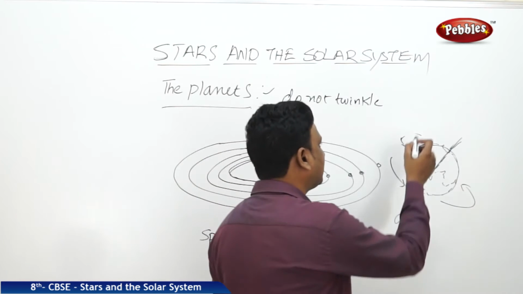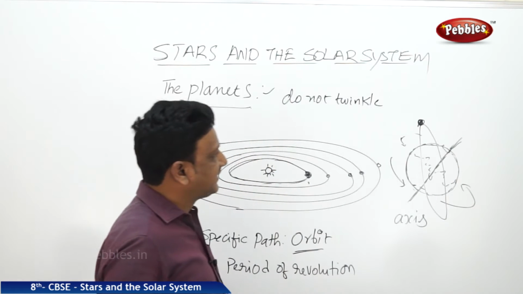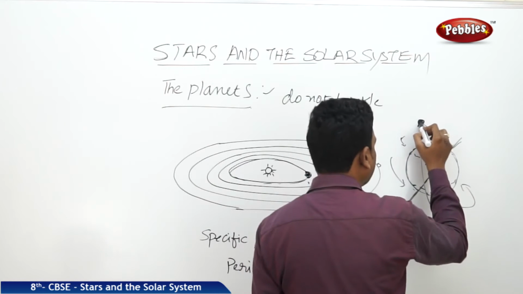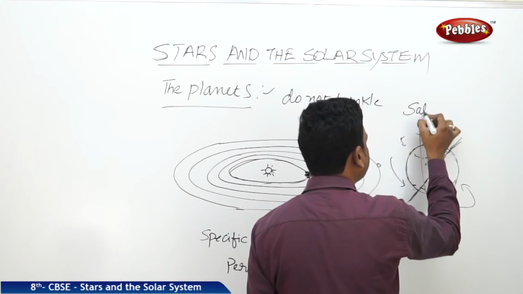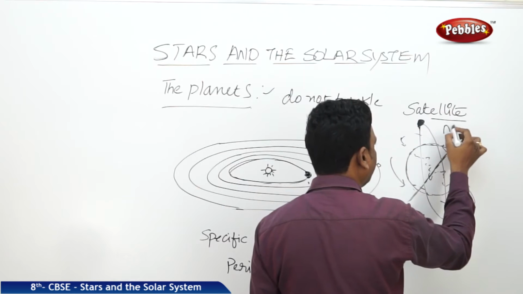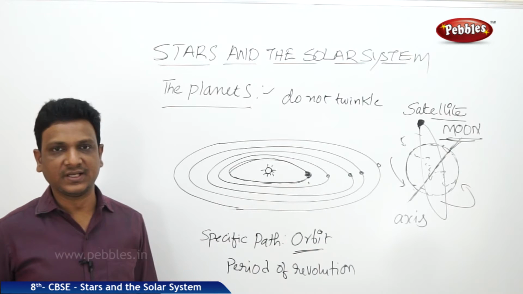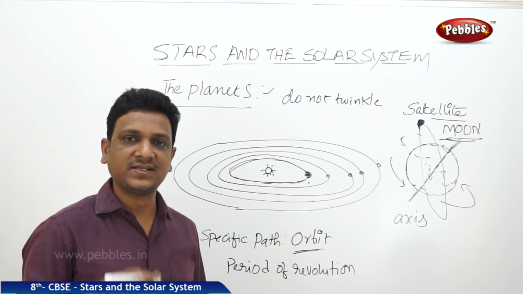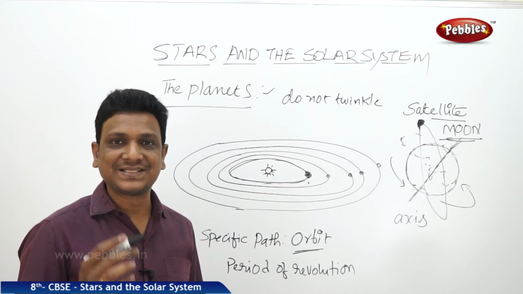Certain planets have some other celestial bodies revolving around them. The earth has got one celestial body revolving around it. It is called its satellite. Any celestial body revolving around another celestial body is called a satellite. The satellite of the earth is called the moon. So what is a satellite? Any celestial body revolving around another celestial body is called a satellite. The moon is the natural satellite of the Earth.